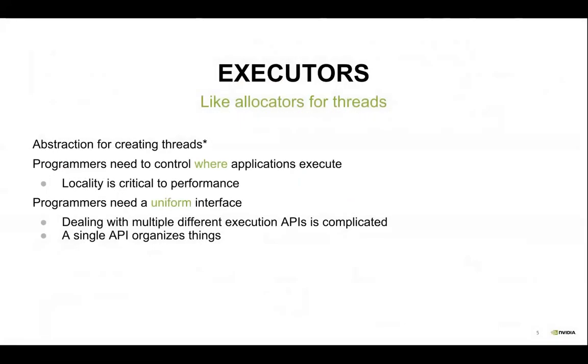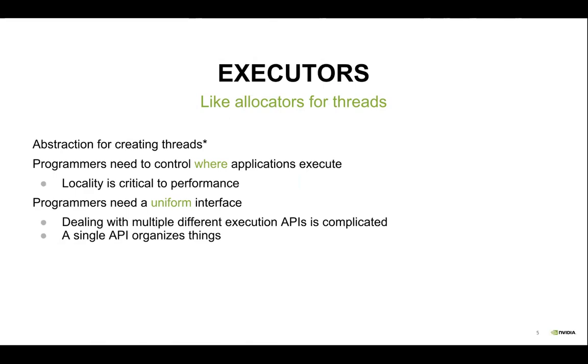You can think of executors as sort of like allocators for threads instead of bytes, if you allow yourself to be a little loose about how you'd like to define the word thread. But the idea is that programmers need to control where applications execute, because locality is totally critical to performance these days, right? So programmers need a way to say, execute this on this GPU or this CPU core or on this NUMA domain, and that's how we'd like to present these things to the programmer, through this executors abstraction.